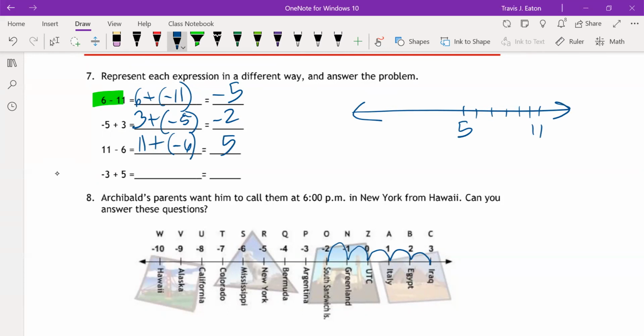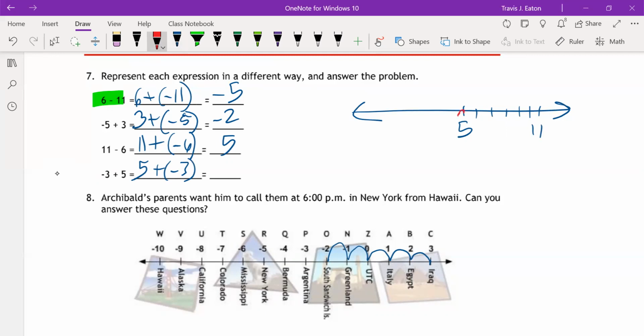5. And how about negative 3 plus 5? I can just reverse the order of that because it's commutative. This can be written as 5 plus negative 3. Notice that I always put parentheses around my negatives. 5 plus negative 3. Well, here I am at 5.